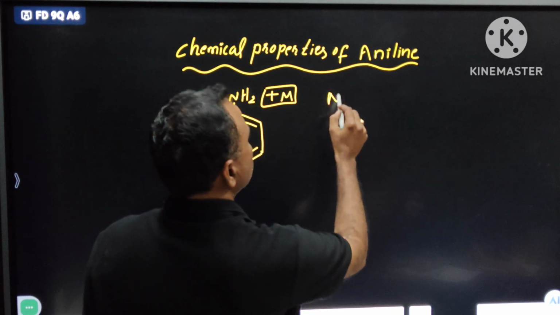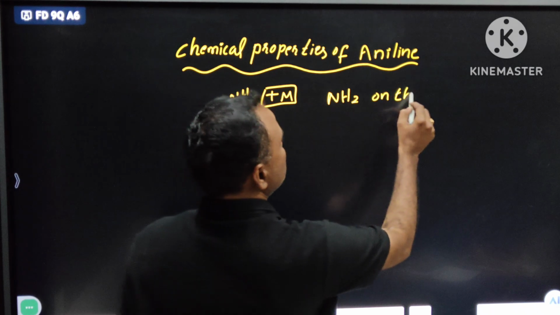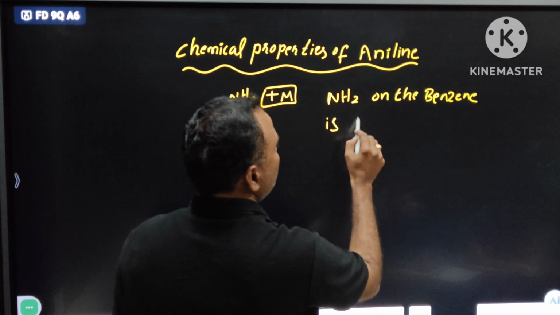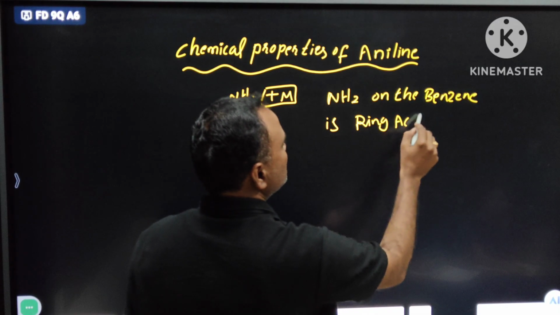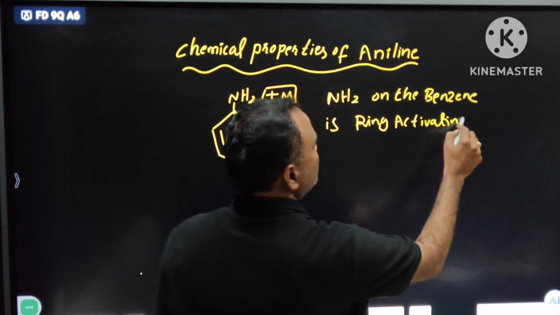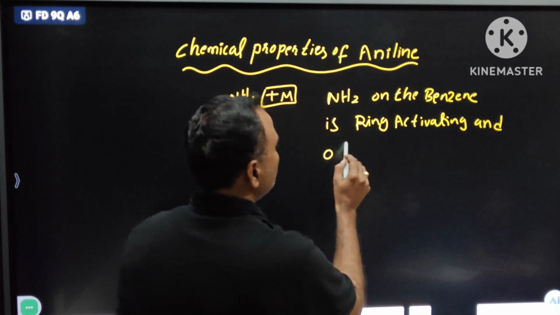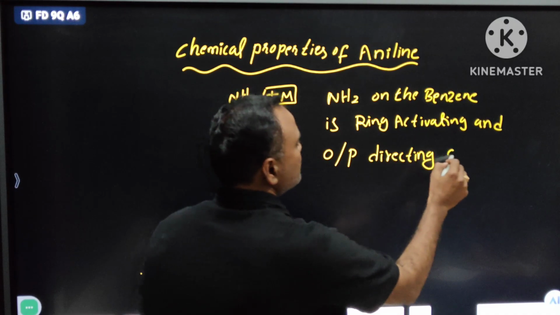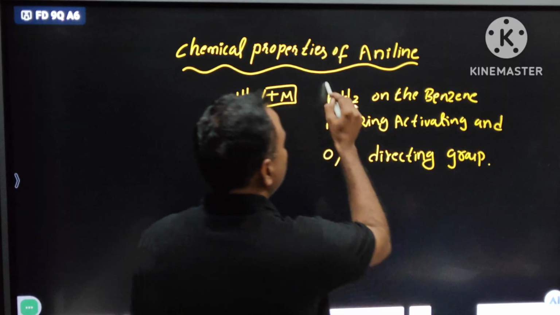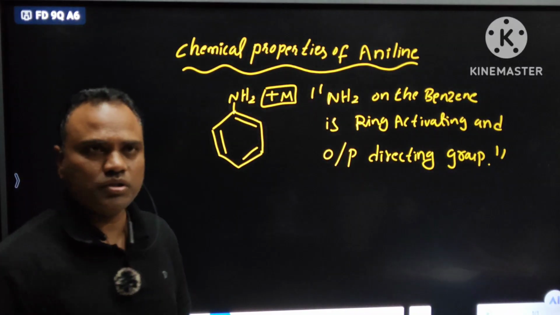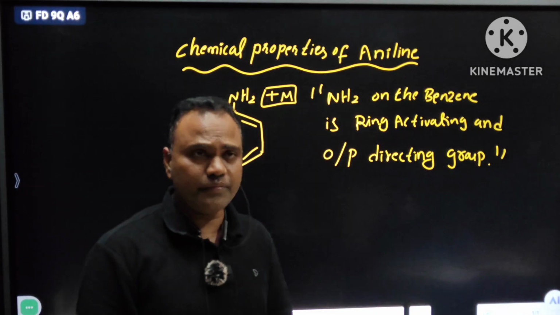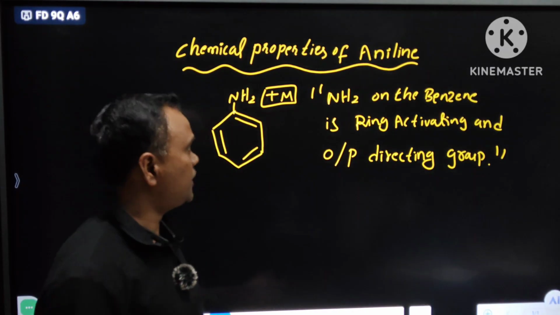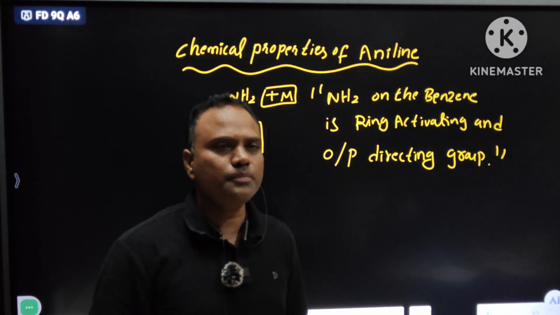So you can write NH2 on the benzene ring. NH2 on the benzene ring is a ring activating group and ortho para directing group. What is the meaning of ring activation? Let us see. Very, very important statement. What is the meaning of this sentence? Let us see, and let us compare the aniline reactivity with benzene also.